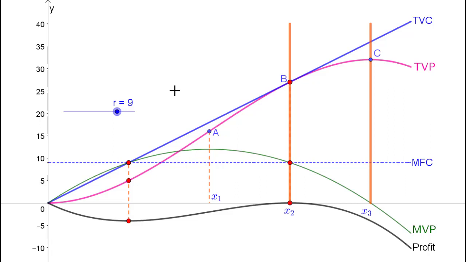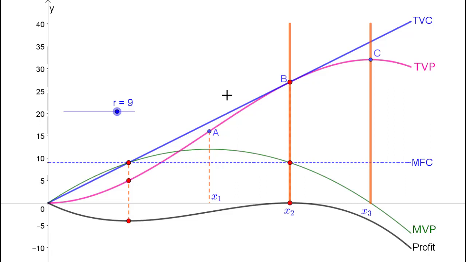So under this case, where the input price is greater than 9, which is the input price where TVC is exactly the same as TVP, once your input price is higher, you always get negative profit, and it is always not economic to produce if the input price is higher than 9. So that's another case. Here you need to pay attention: the reason to not produce is because of the negative profit.